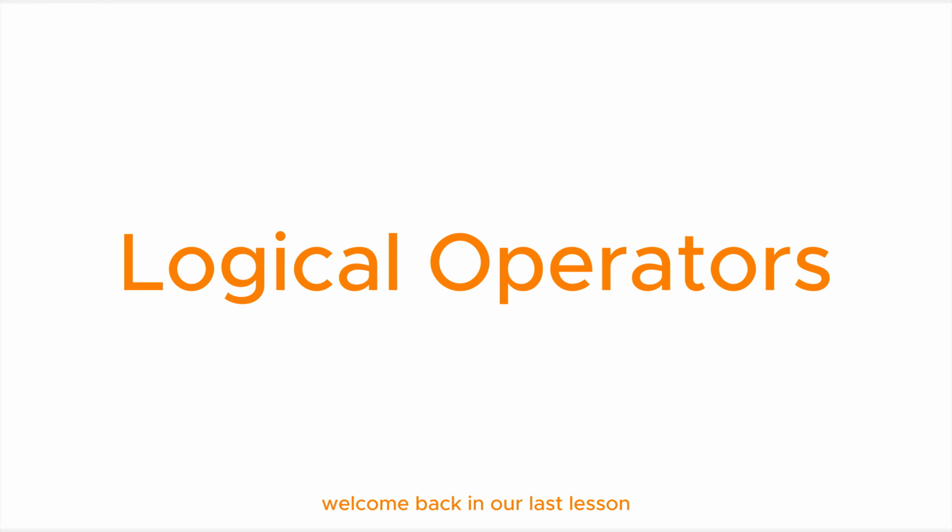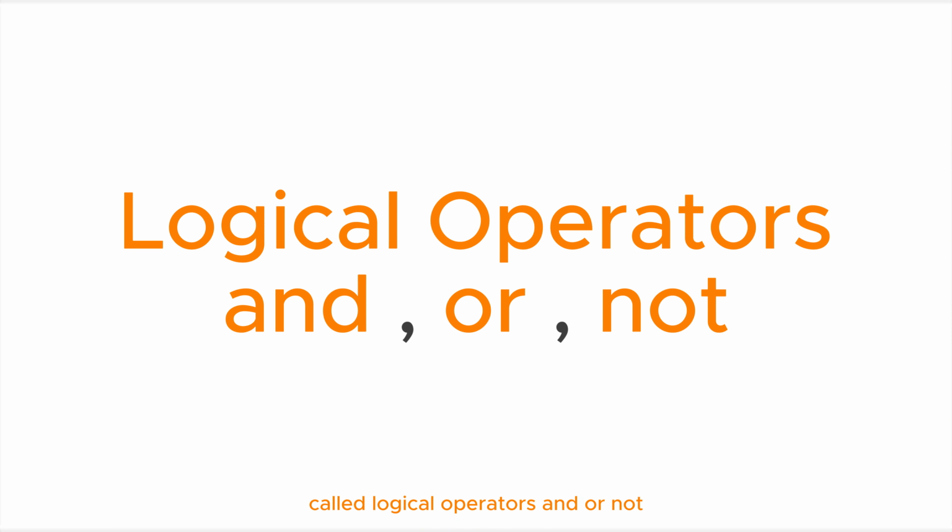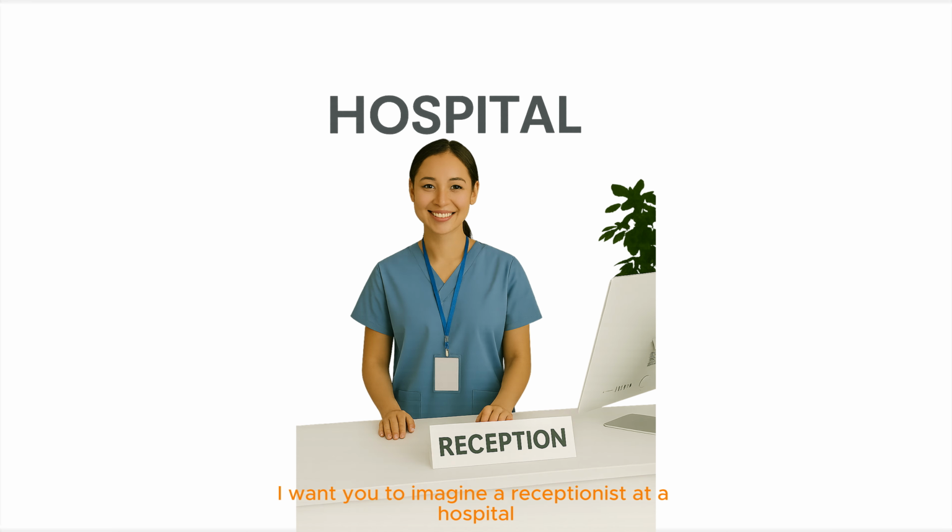Welcome back. In our last lesson, we learned how to ask a single question. But what if we need to check multiple conditions at the same time to make a decision? For this, we have three incredibly powerful tools called logical operators: and, or, not. To understand them, I want you to imagine a receptionist at a hospital. Their job is to decide if you can proceed to see a doctor based on a set of rules.